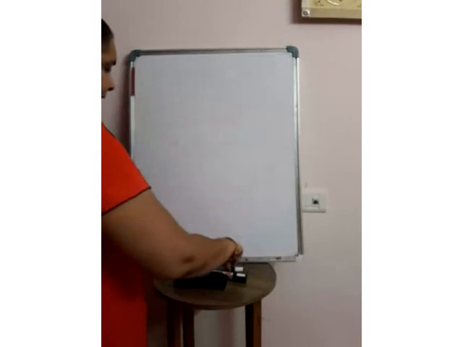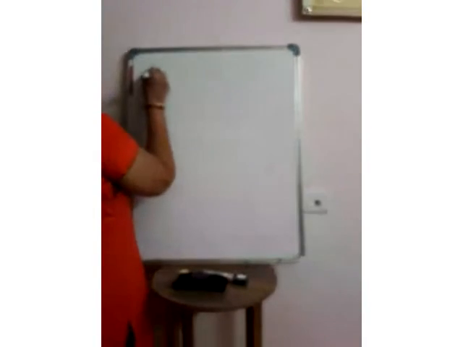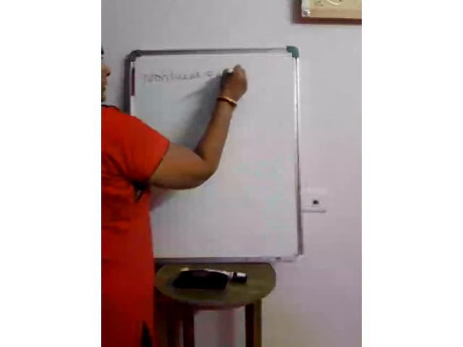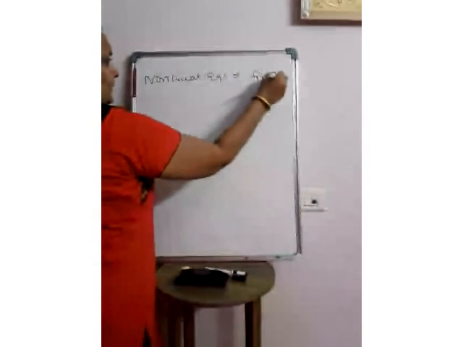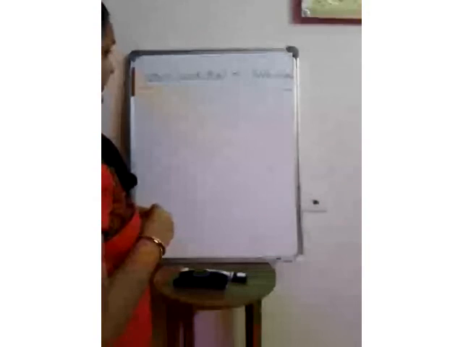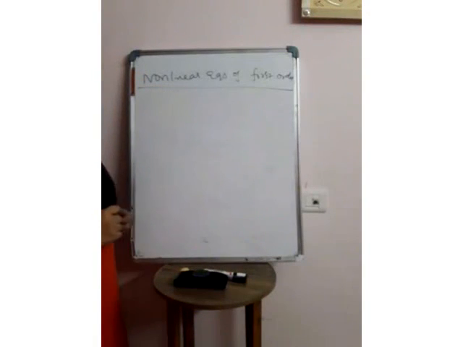In this case, if the powers of P and Q are not equal to 1, that is what we are calling non-linear equations. Non-linear equations of first order. So first we'll revise once again what actually the meaning of this is. What is the meaning of first order?